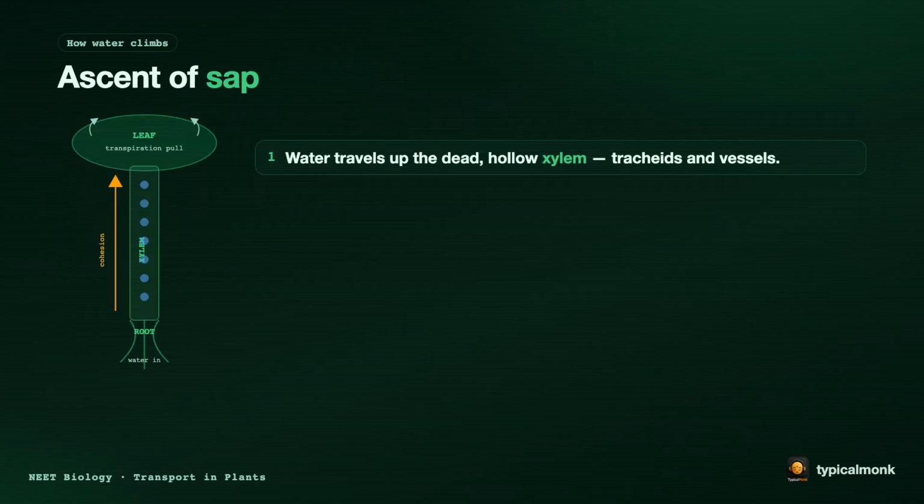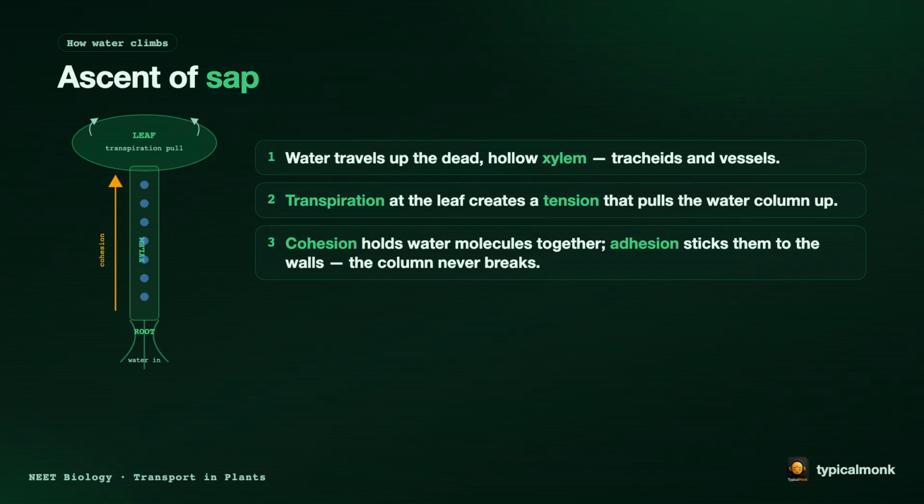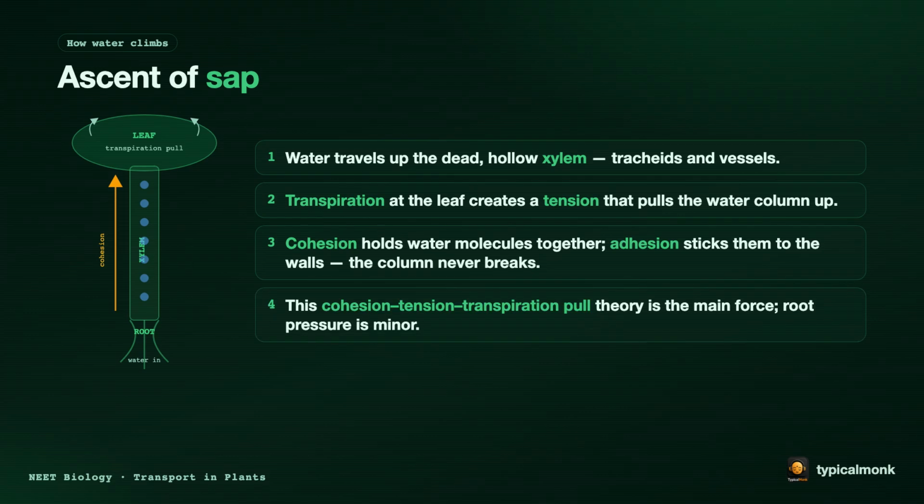Now, how water climbs. Water travels up the dead, hollow xylem, the tracheids and vessels. Transpiration at the leaf creates a tension that pulls the water column upward. Cohesion holds the water molecules together. Adhesion sticks them to the walls, so the column never breaks. This cohesion tension transpiration pull theory is the main force. Root pressure is only minor.